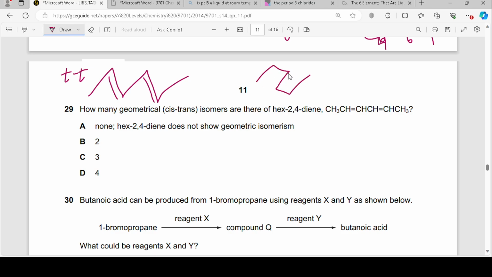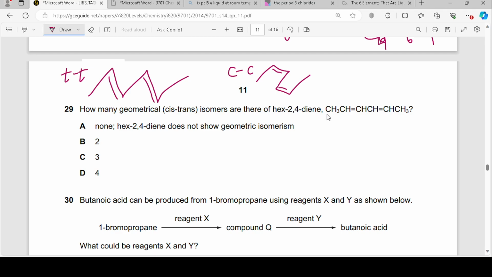And then 1, 2, 3, 4, 5, 6, yeah. So this would be your cis isomer, because as you can see, these two groups are cis to each other and these two groups are cis to each other as well, right? So that's 2 already.